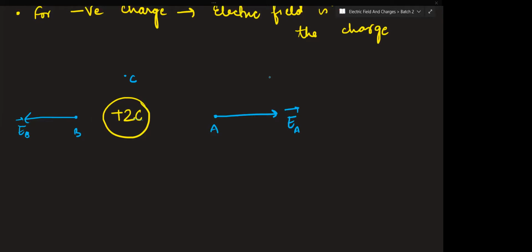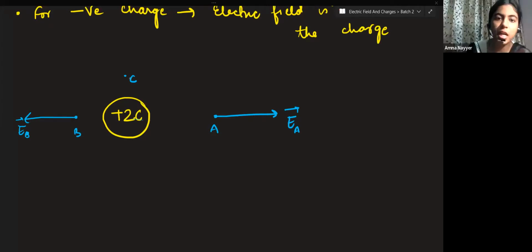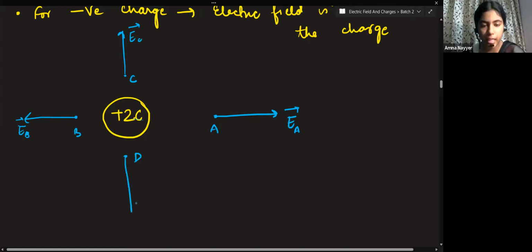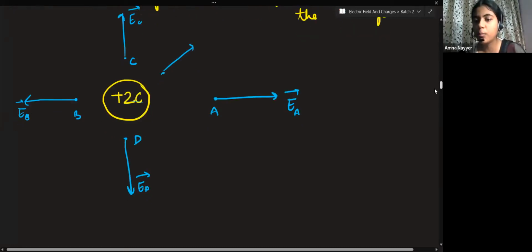Upwards, correct. See, if you move away from the charge, it will be in this direction only. This will be the direction of electric field. Similarly, if you take a point over here, then the electric field will be away. That's how you take electric field. If you have another point, just move away from the charge. That will give you the direction of electric field for a positive charge.